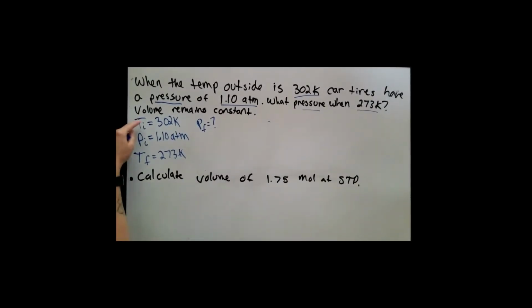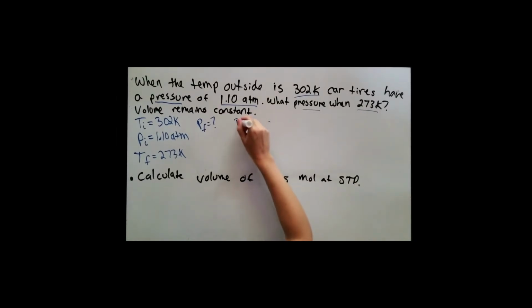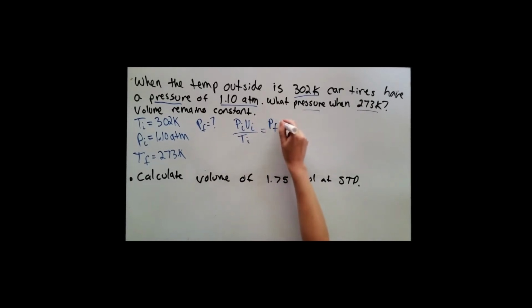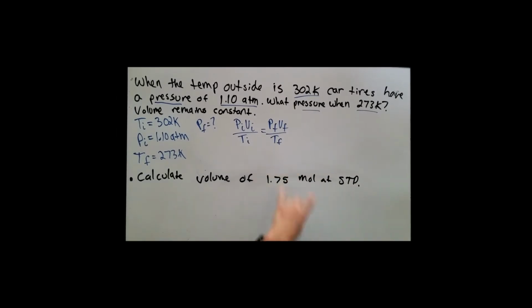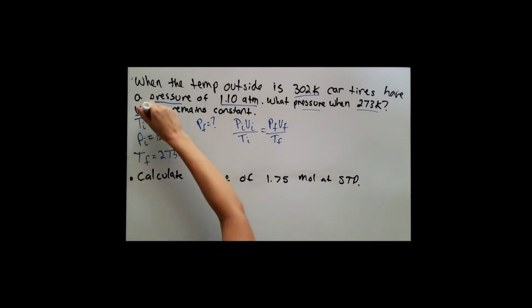Now if we are looking at all of our equations in chapter 5, the only equation that has both pressure and temperature is going to be the combined gas law, which is PI VI over TI is equal to PF VF over TF. Notice we have volume in it as well, but they didn't give us any actual values for volume. However, they did say the volume remains constant.